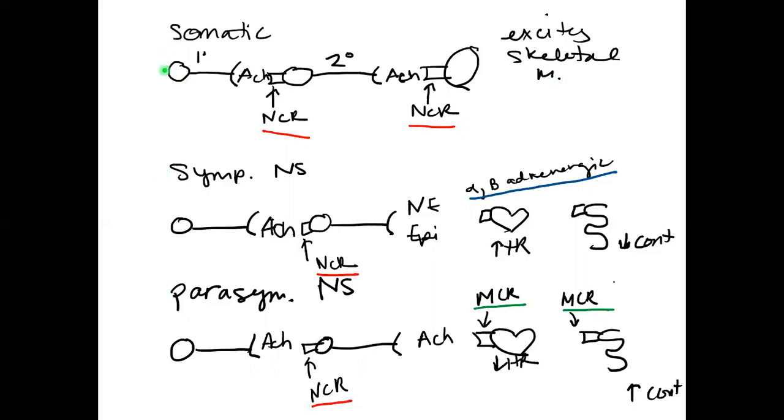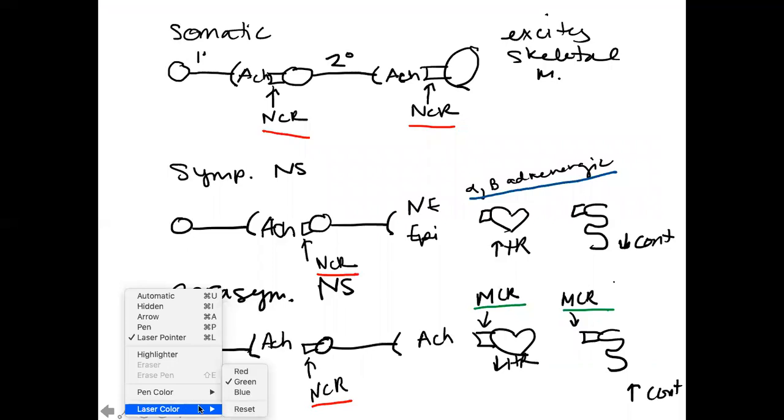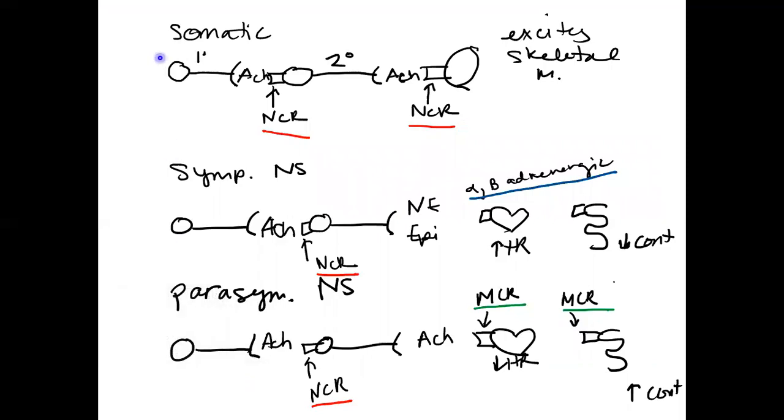If you take a look at the somatic nervous system, let me actually change the color of the pen to blue and see how that looks. Okay, that's better contrast. So somatic nervous system, here's your presynaptic nerve. That's your first nerve, right? And then there's a synapse, and then there's a postsynaptic nerve, and then there's another synapse, and then it is the organ. So here's your skeletal muscle.